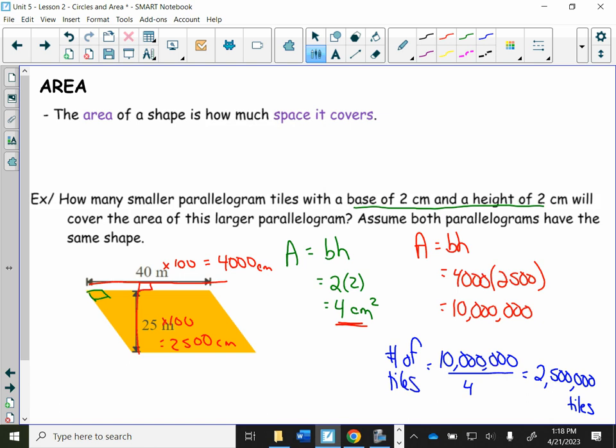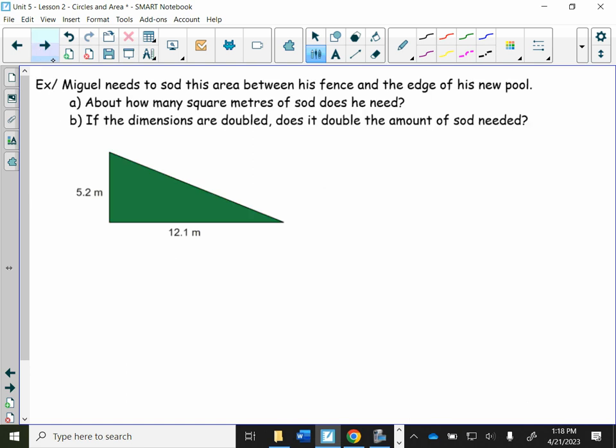Okay, that's one of our basic shapes, a parallelogram. All right, another basic shape we can talk about, triangles. So we got Miguel. He needs to sod this area between his fence and the edge of his new pool. About how many square meters of sod does he need?